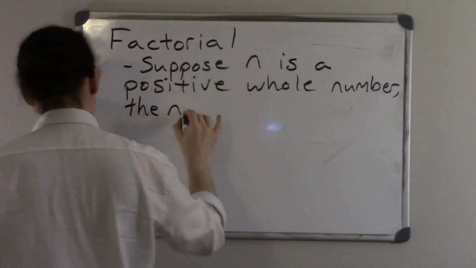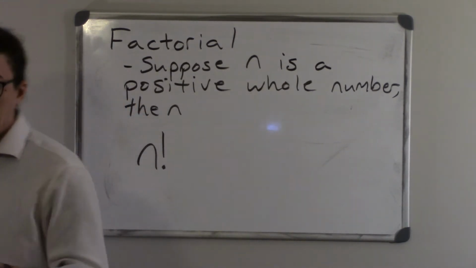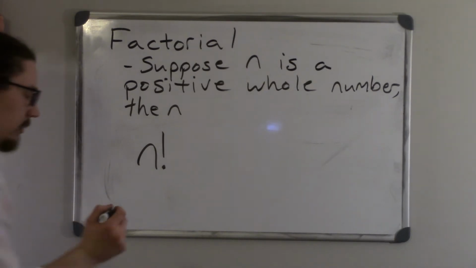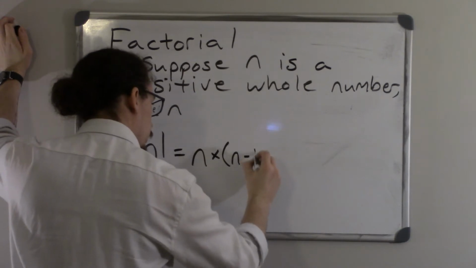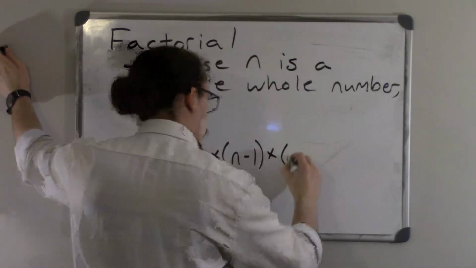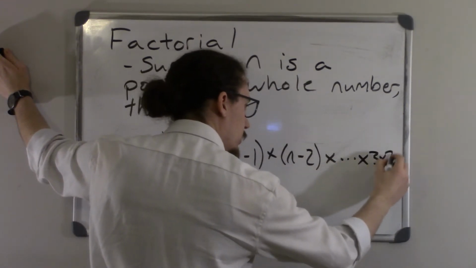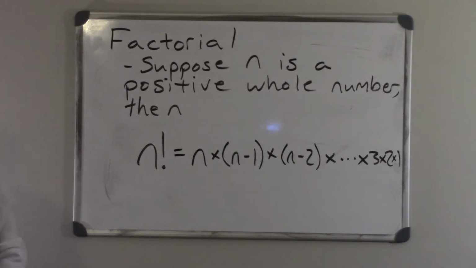If this is the case, then the factorial of n, which we notate as n with an exclamation mark, or just whatever number it is with an exclamation mark, is equal to n times n minus 1 times n minus 2 on until 3 times 2 times 1. So a factorial is just whatever the number is, you multiply it by all of the other whole numbers that precede it until you get to 1.